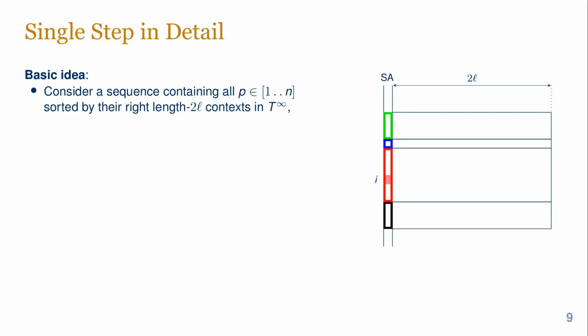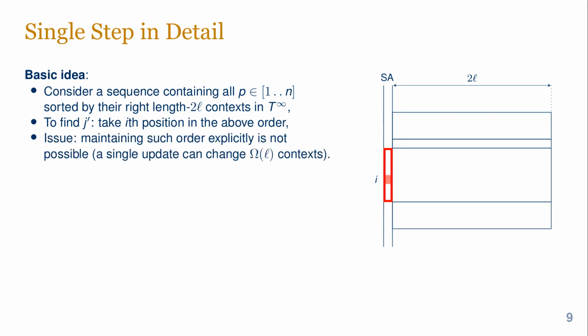Therefore, if our goal is to find a witness j', the above order contains enough information and it suffices to take as j' the ith position in the sequence. Such j' is guaranteed to be one of the positions in the block indicated with red. This simple idea does not, however, immediately lead to an efficient data structure, since maintaining such order is not possible because a single update can change Omega(L) contexts.